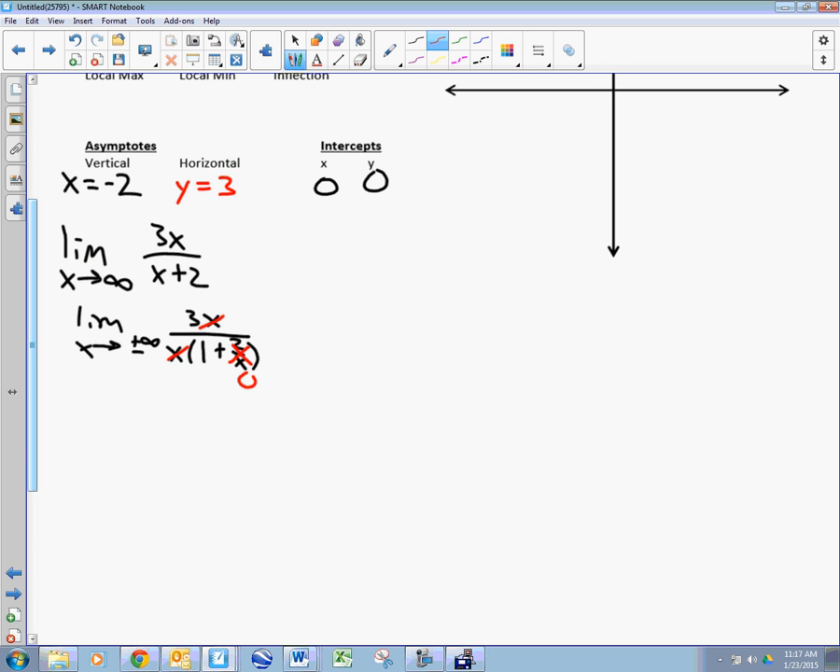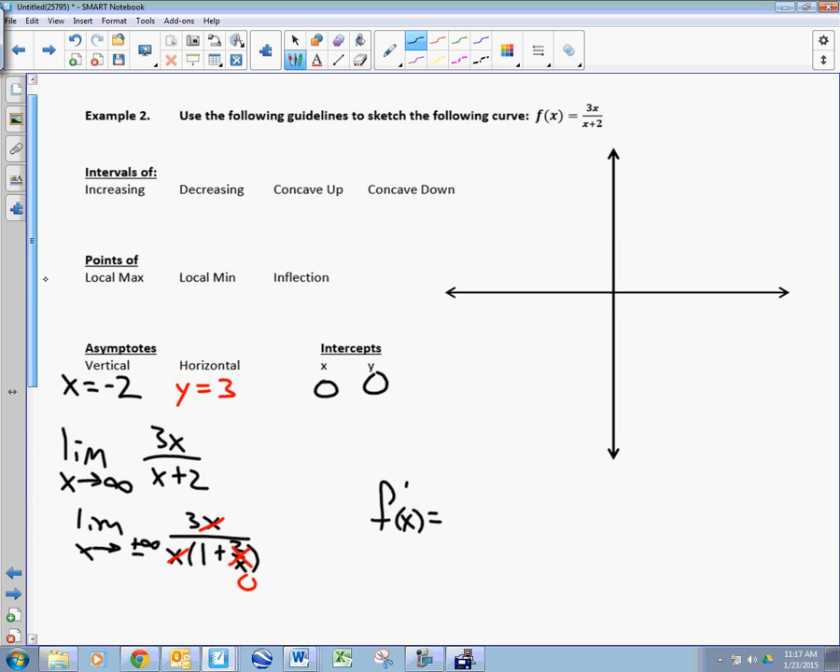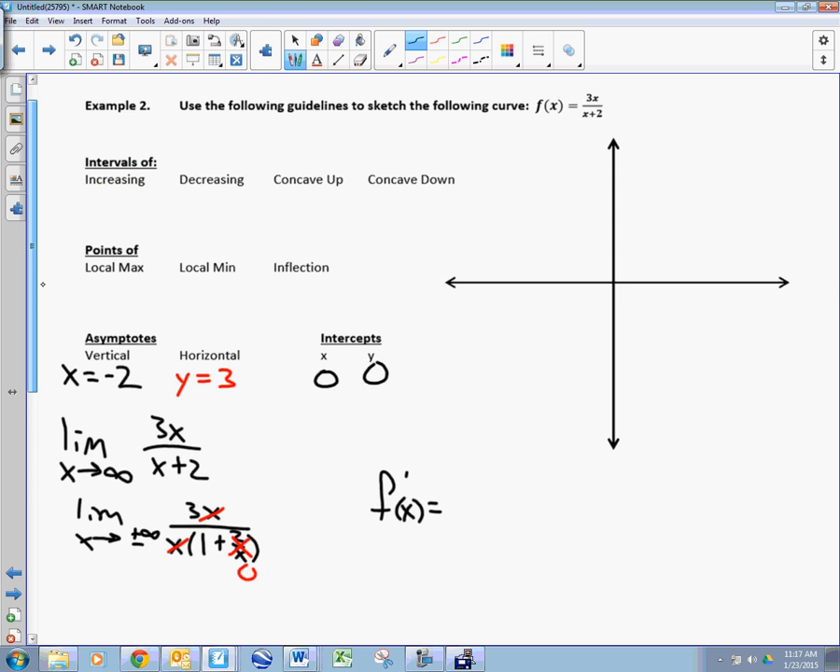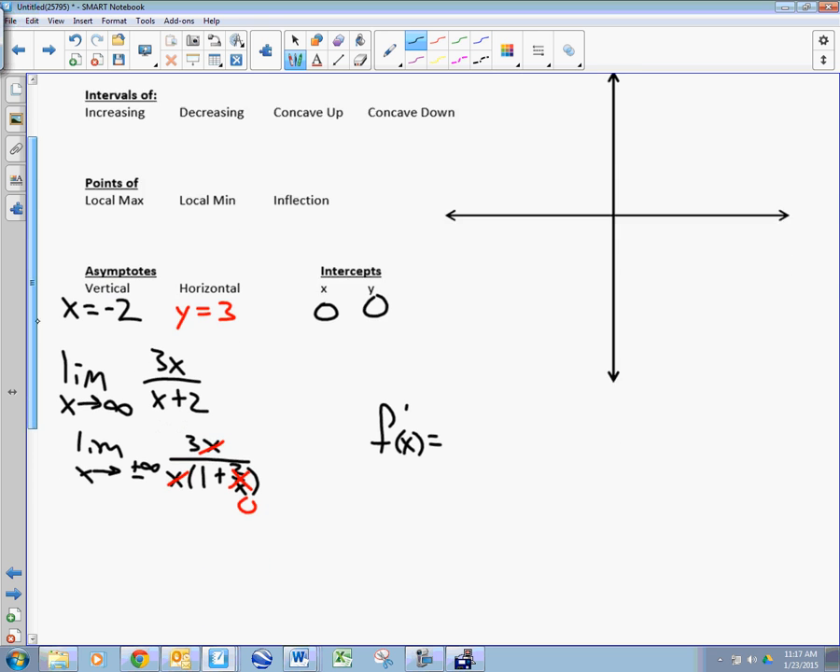Sorry. Okay, now we have those pieces, so what we're going to do now is the first derivative test. In order to do the first derivative, what do I have to use? The quotient rule. Right. And then we use the product with the chain. I'm going to use the quotient rule.